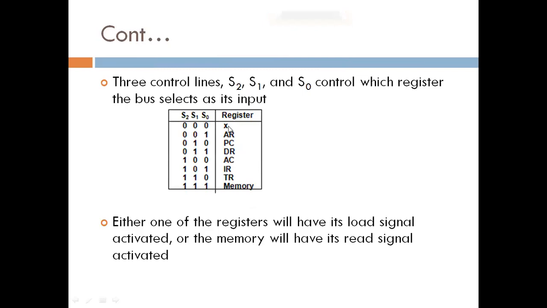Which register is selected at which value of S0, S1, S2 is displayed in this table. That means if the value of S0, S1, S2 is 1, 0, 0, then AR is selected. If it is 0, 1, 0, then PC is selected. If the value is 111, then memory is selected. So either one of the registers will have its load signal activated, or the memory will have its read signal activated. When the load signal is activated, at that time data is written into that particular register.